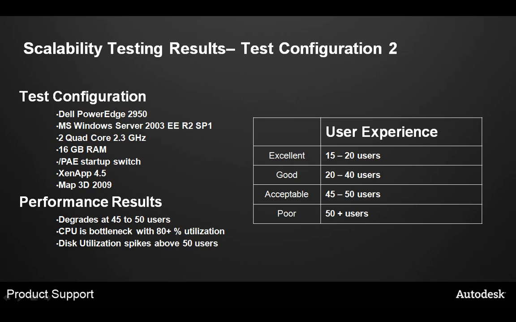More detailed user experience information on this configuration was that 15 to 20 users had an excellent user experience, 20 to 40 users, and the user experience remains good. At 45 to 50 users, the user experience is acceptable, and above 50 users, the user experience is considered poor.